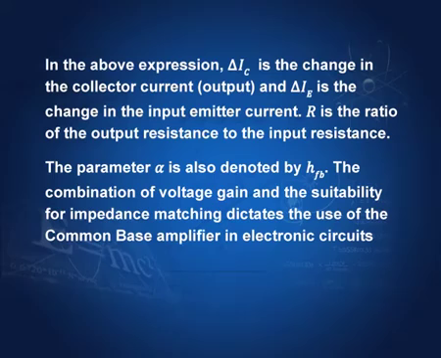The combination of voltage gain and the suitability for impedance matching dictates the use of the common base amplifier in electronic circuits. That is, the voltage gain is not very much, but it is suitable for impedance matching. If the output impedance of an active device is low and the input impedance of the device to which the power is to be transferred is high, then we use the common base amplifier in between for impedance matching.